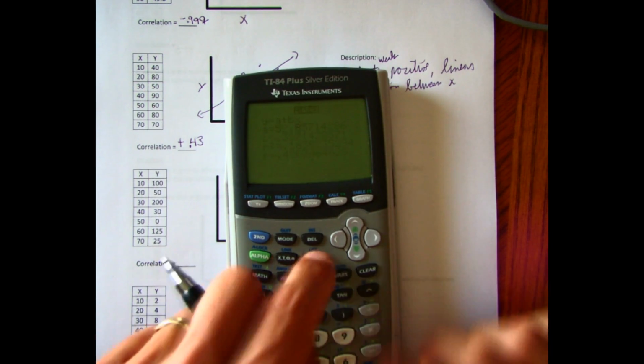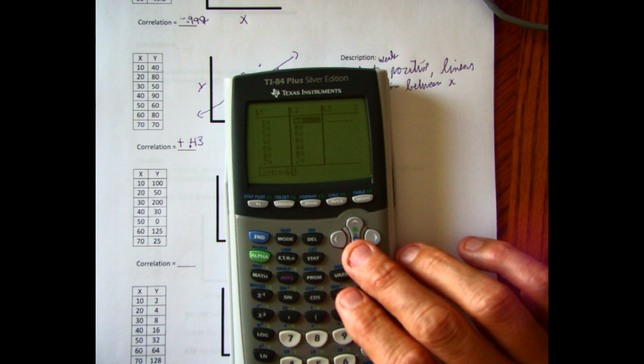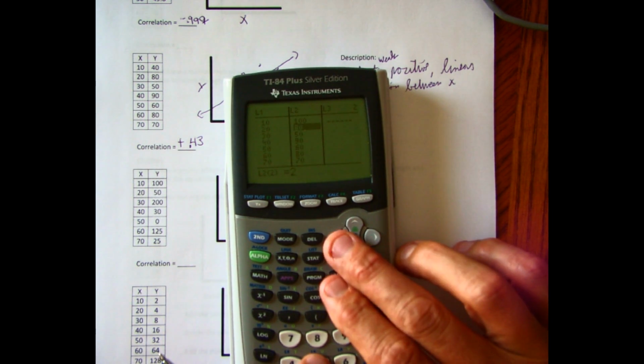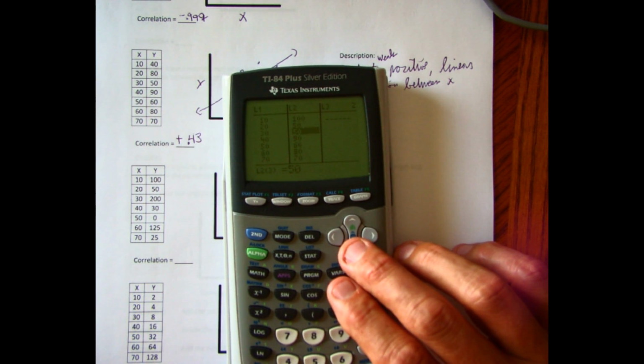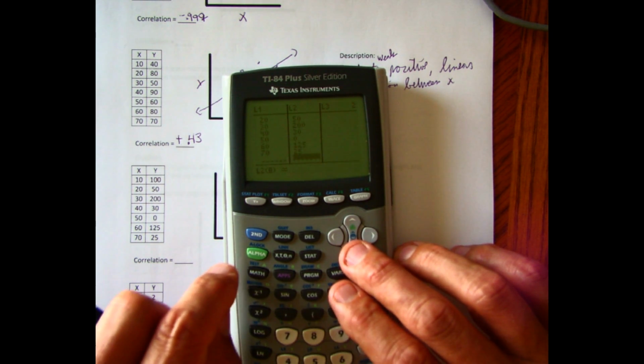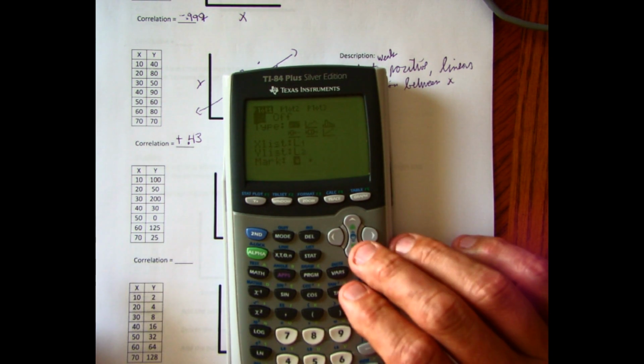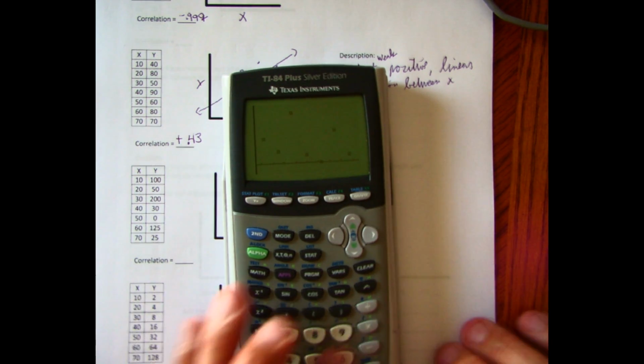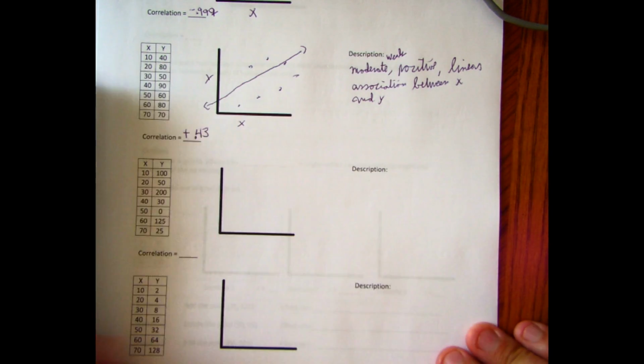Alright. Let's go to the next one. Go to stat edit. We got all the way up to 70, so let's put these in: 100, 50, 200, 30, 0, 125, 25. Alright, so we go to stat plot, and then we go to zoom 9.